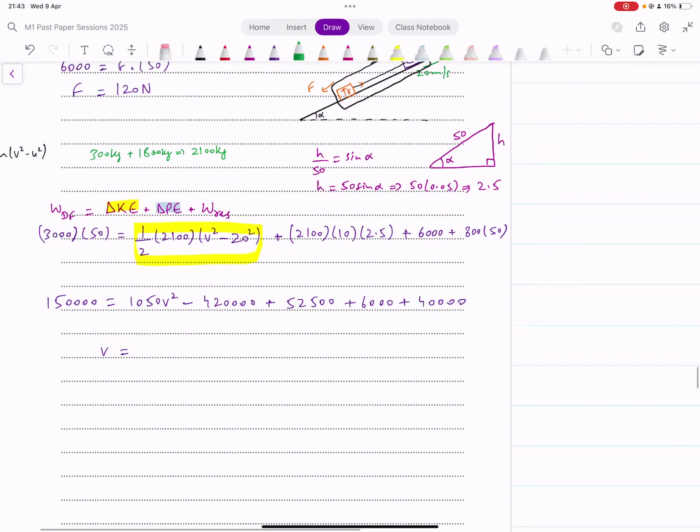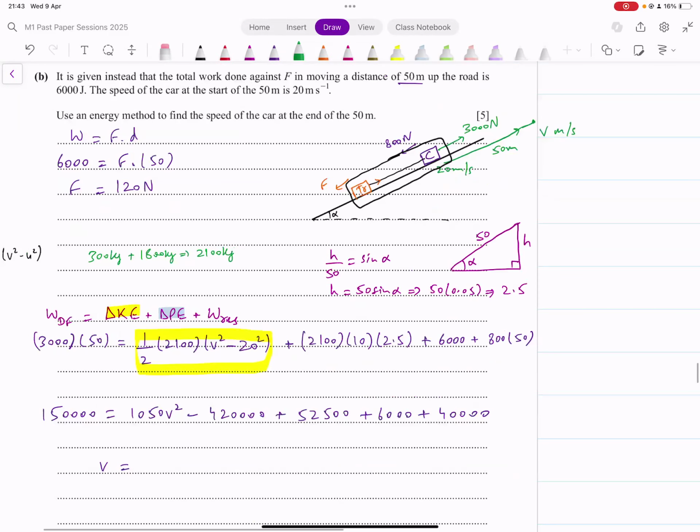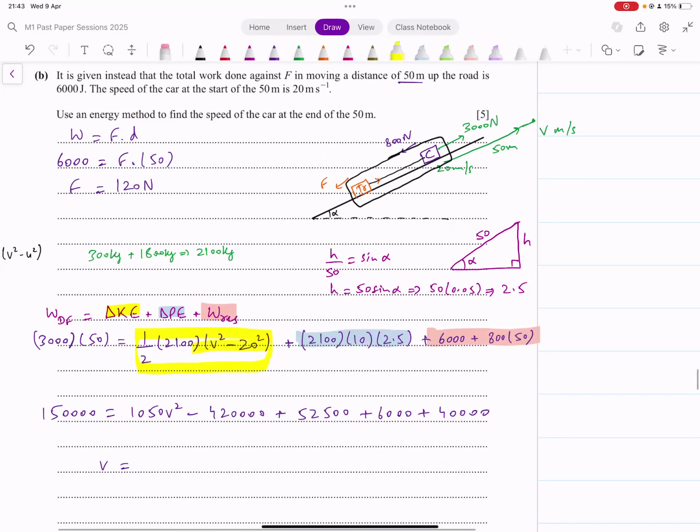6,000 is this work done against resistance. Work done against resistance of F. This resistance was given in the question already, so we just use that as it is. So this whole thing is the work done against resistance. And this was the change in potential energy. And this was the change in kinetic energy.